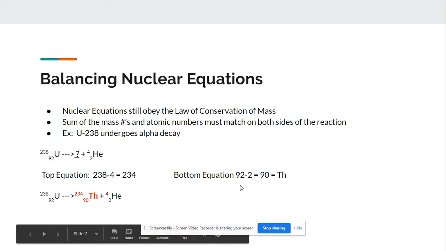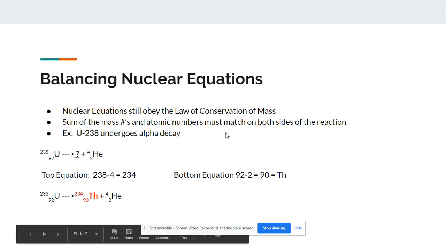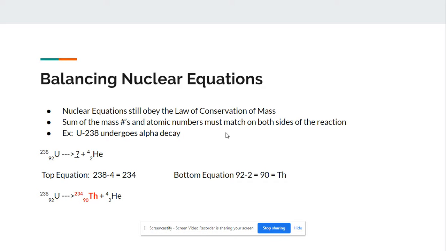So this is our second video in nuclear chemistry, and in this one we're going to talk about how you balance a nuclear equation. So the first thing you have to understand is that nuclear equations still obey the law of conservation of mass. Just in this instance, we are dealing with the mass-containing particles in the nucleus. So what that means is that the sum of the atomic numbers and the sum of the mass numbers on both sides of the equation have to be equal.